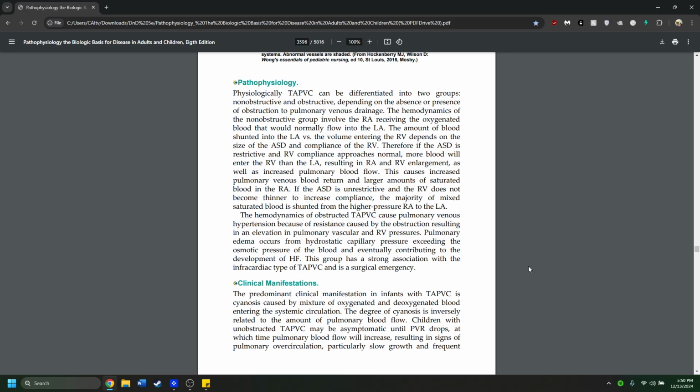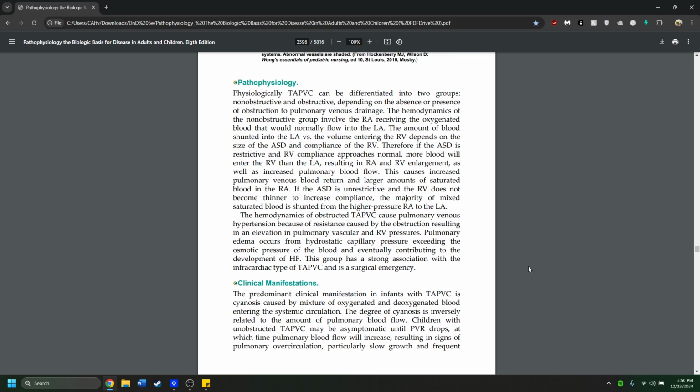The amount of blood shunted into the left atrium versus the volume entering the right ventricle depends on the size of the ASD and compliance of the right ventricle. Therefore, if the ASD is restrictive and the right ventricle compliance approaches normal, more blood will enter the right ventricle than the left atrium, resulting in a right atrium and right ventricle enlargement, as well as an increased pulmonary blood flow.